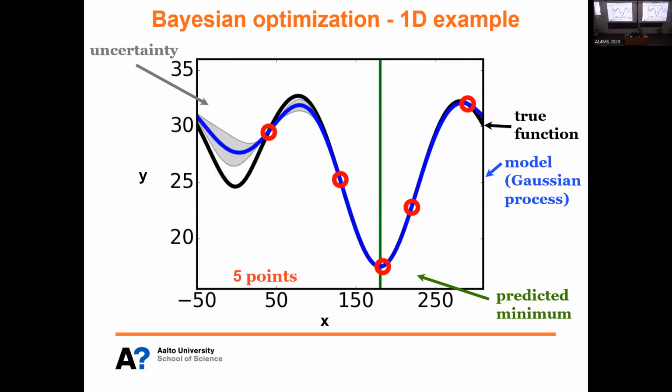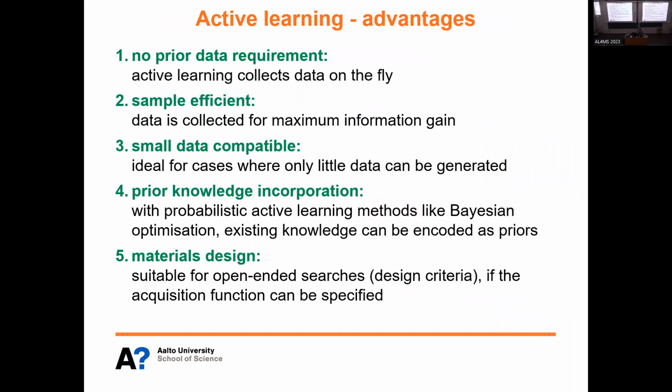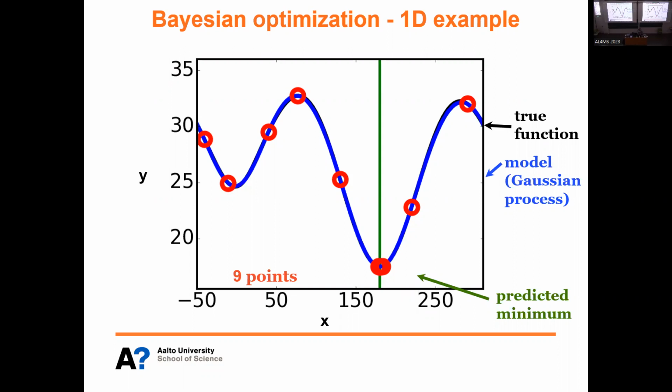Yes, and basically this is how you are continuing. So here you are sampling 5 points, so you have less uncertainty, and after 9 points, the model is basically certain that it has found the correct solution. So that's how BO works.